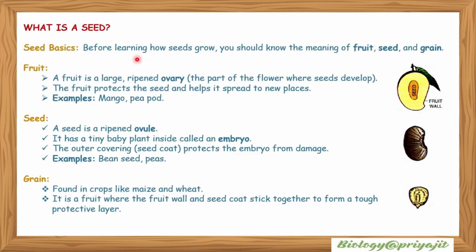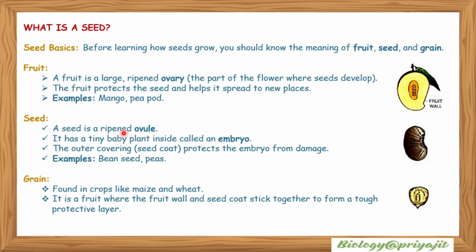What is a seed? Before learning how seeds grow, you should know the meaning of fruit, seed and grain. Fruit is a large ripened ovary, the part of the flower where seeds develop. The fruit protects the seed and helps it spread to new places. Examples: mango, pea pod, etc.